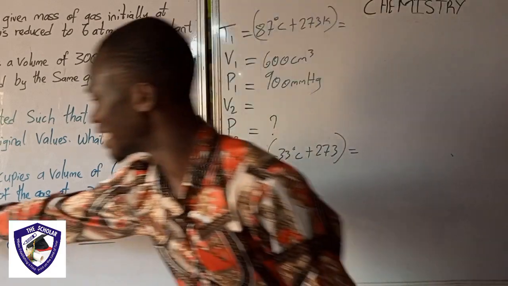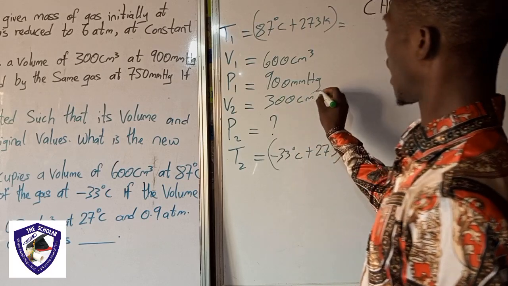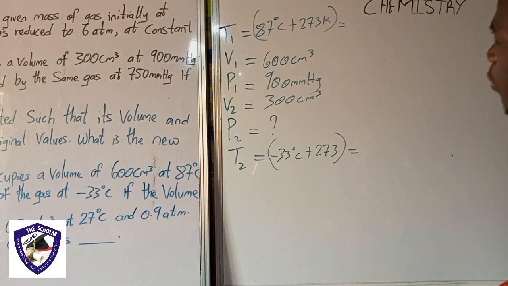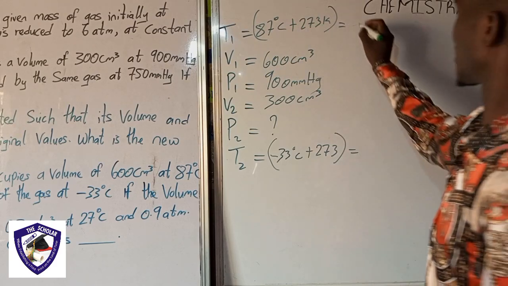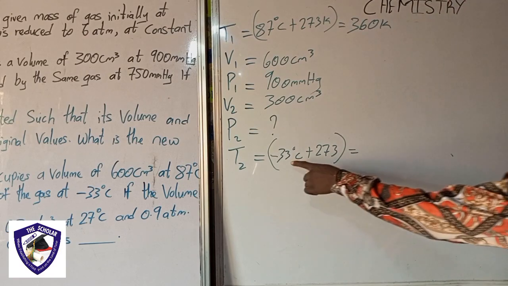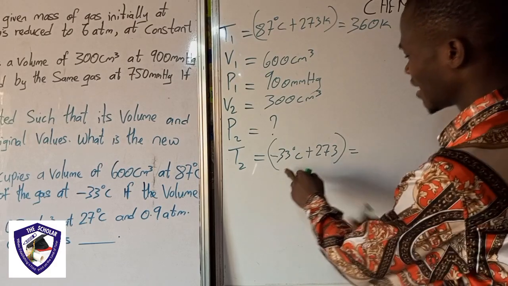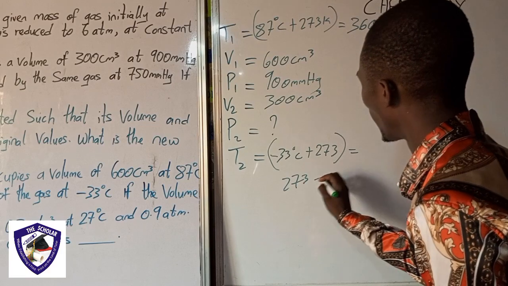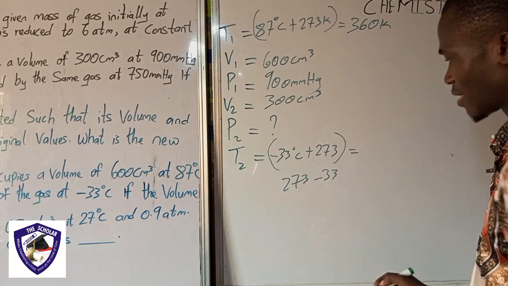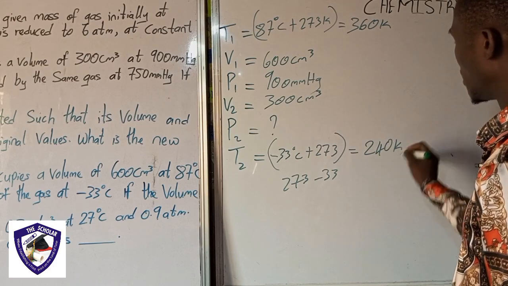V2, if the volume is reduced to 300 centimeter cube. Here we have 87 degrees Celsius plus 273 Kelvin. That is 360 Kelvin. Now here, minus 33 plus 273. That is indirectly saying 273 minus 33, right? 273 minus 33, and that is 240 Kelvin.